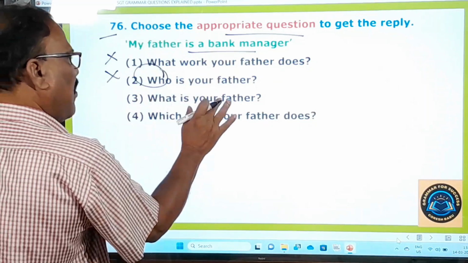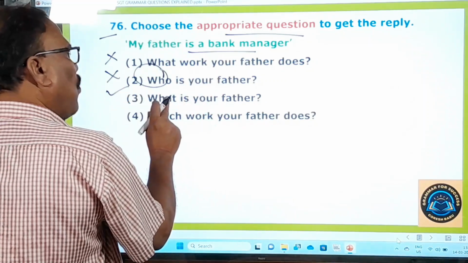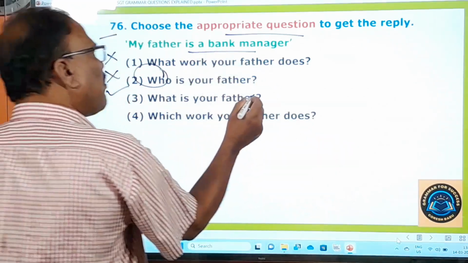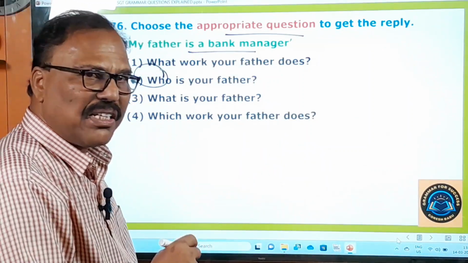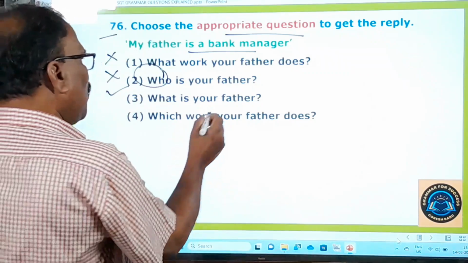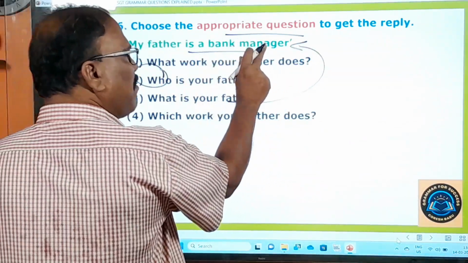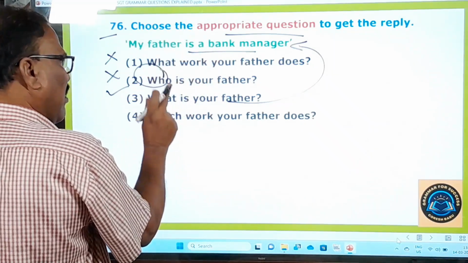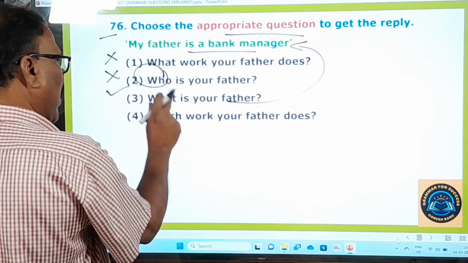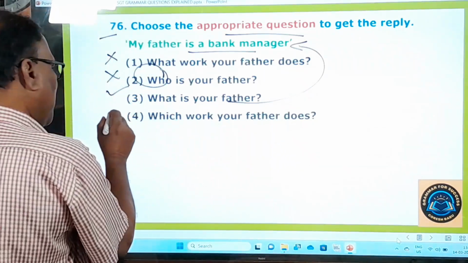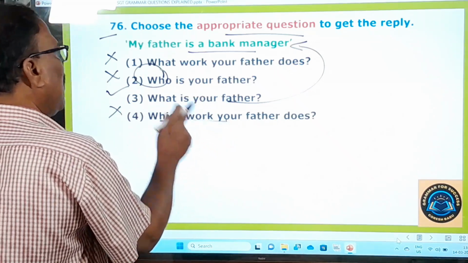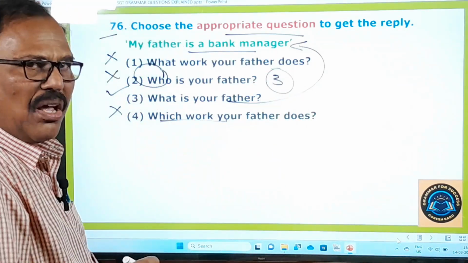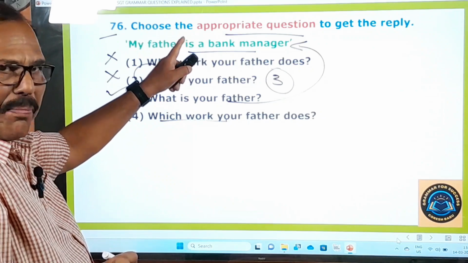And you go to the third one. What is your father? This is the relevant one. This is the right one. What is your father? Whenever somebody asks you this question, you must tell him about your father's profession, about your father's occupation or job. So then you have to say, my father is a bank manager. So to this question, this is the correct reply. So this is going to be the right appropriate question, right? And now which work your father does? This fourth one is also wrong and this is ungrammatical. So first one, second one, fourth one are wrong and only the third one is the right option or right question to get this reply or answer.